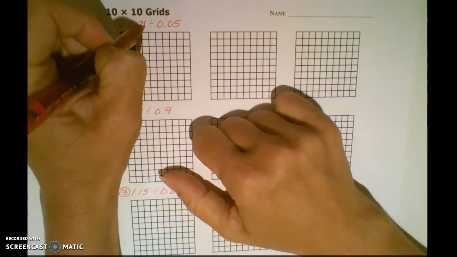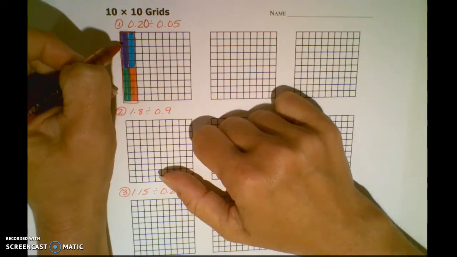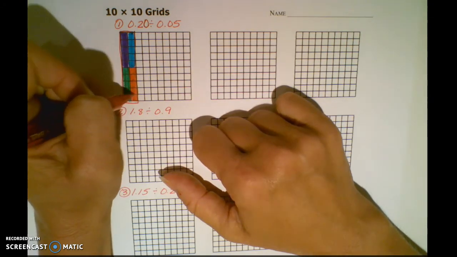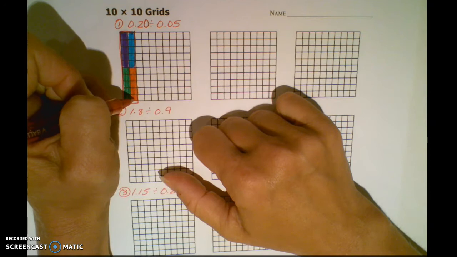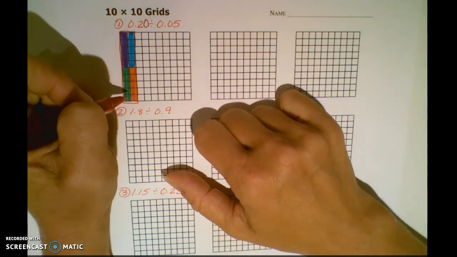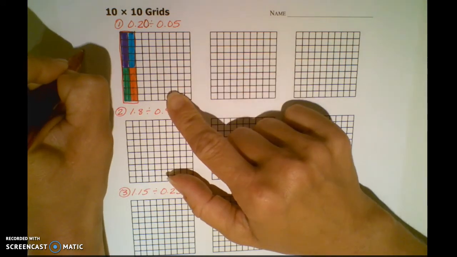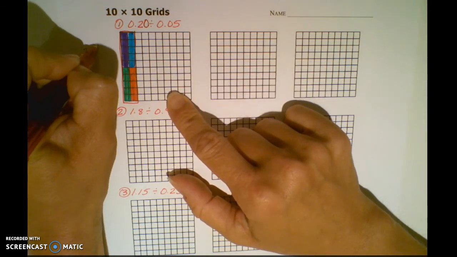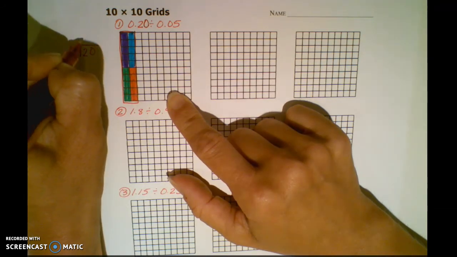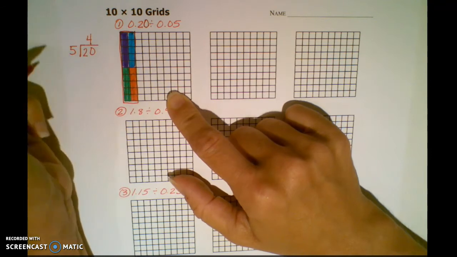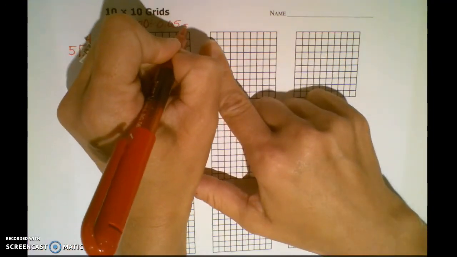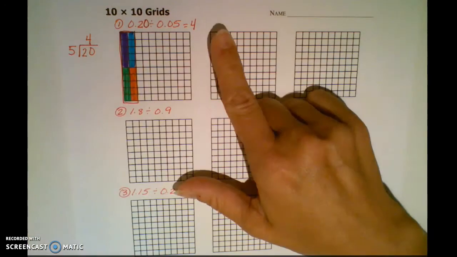Or I can also think of it as 20/100 because there are 1, 2, 3, 4, 5, 6, 7, 8, 9, 10, 11, 12, 13, 14, 15, 16, 17, 18, 19, 20 squares that made up my 2/10. And so if I think about it in terms of squares, what I really did was I took 20 squares and I divided them into groups of 5. And I got 4. Which is interesting because when I took my 2/10 and divided it by 5/100, I also got 4.